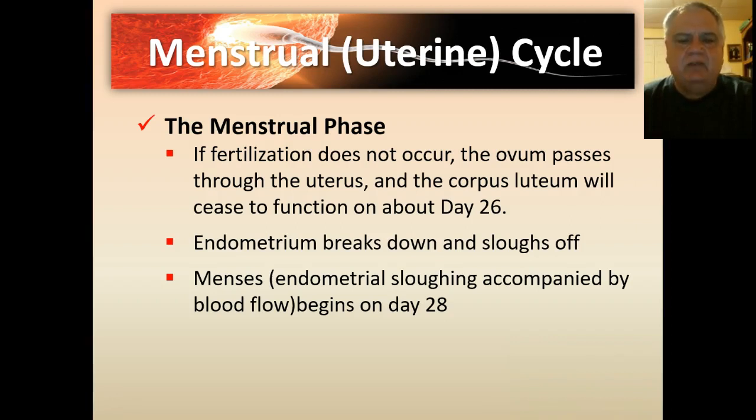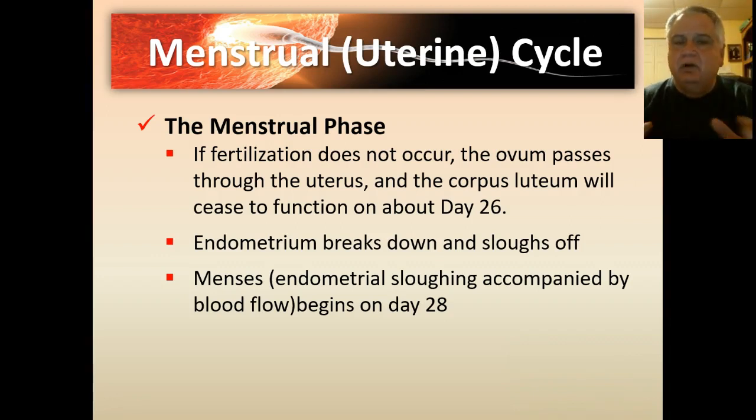This results in menses, this endometrial sloughing accompanied by blood flow, because blood vessels are going to be rupturing as well during this time. That endometrial sloughing and the blood flow that comes from the breakdown of the blood vessels is menstruation or menses. This usually begins on about the 28th day of the cycle.